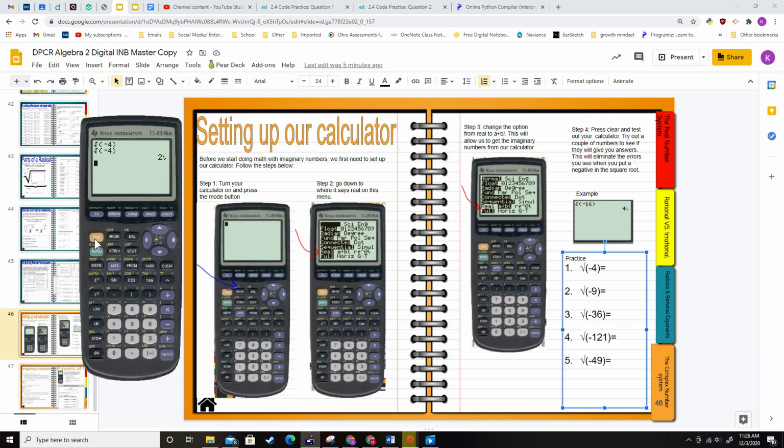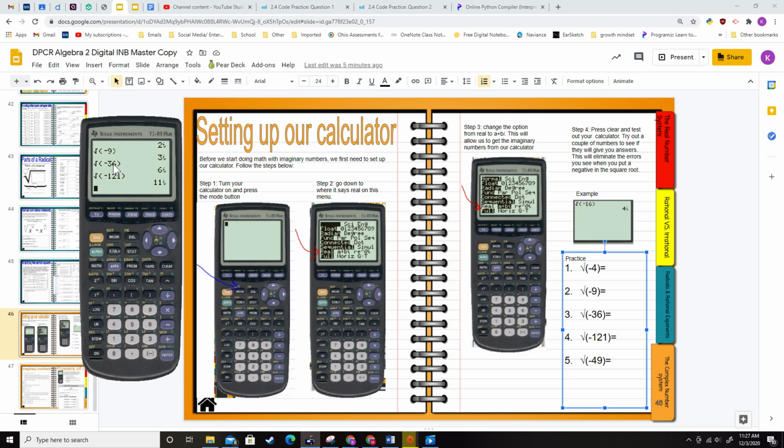Let's try out the next one. We got negative 9, 3i. Then we got 36, which should give us 6i. And 121, 11i. So that's pretty simple right here.